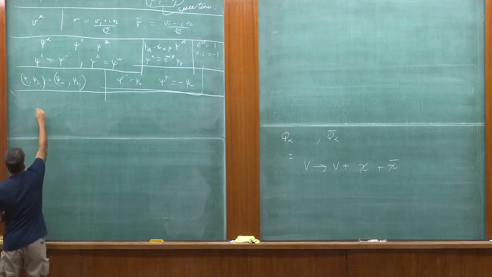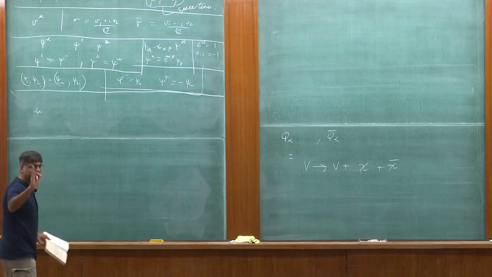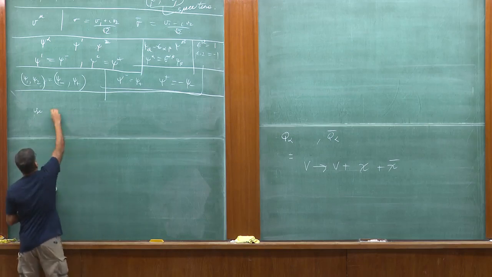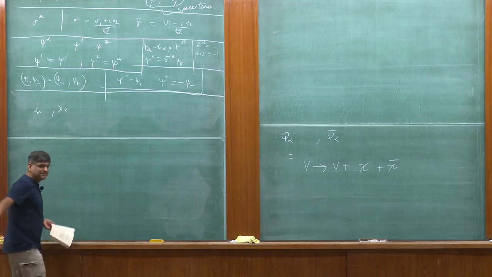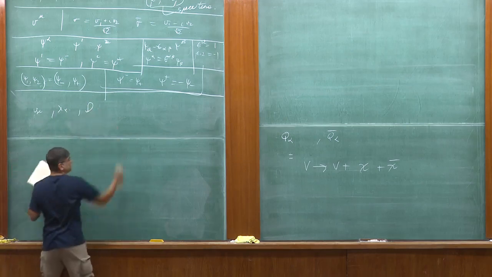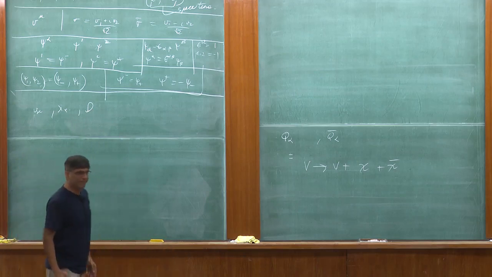You remember the gauge multiplet had the gauge field, which we're going to call V mu. It had the gaugino, which we're going to call lambda. And it had this auxiliary field D, which is of course going to be the star in our story.